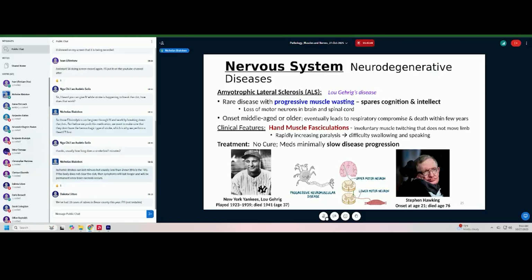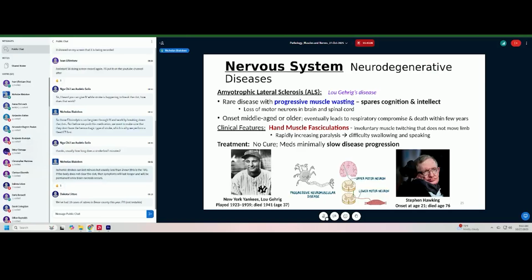When we take out those motor neurons, we no longer innervate those muscles. And when we no longer innervate those muscles, they're going to start to atrophy. And they're not going to work anymore because they're not getting signal anymore. So that's why it's a muscle wasting disease, not because the muscle is affected, but because those neurons are affected.